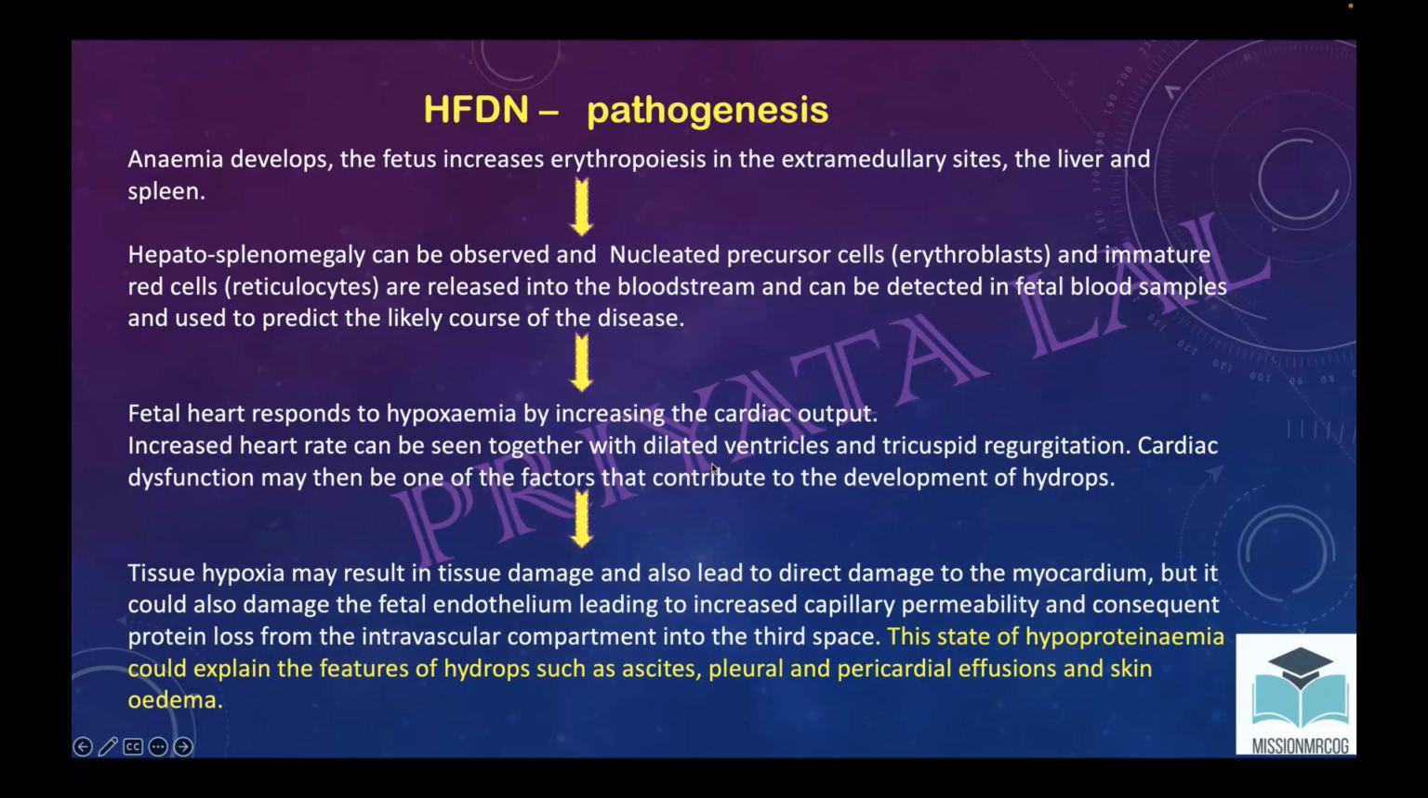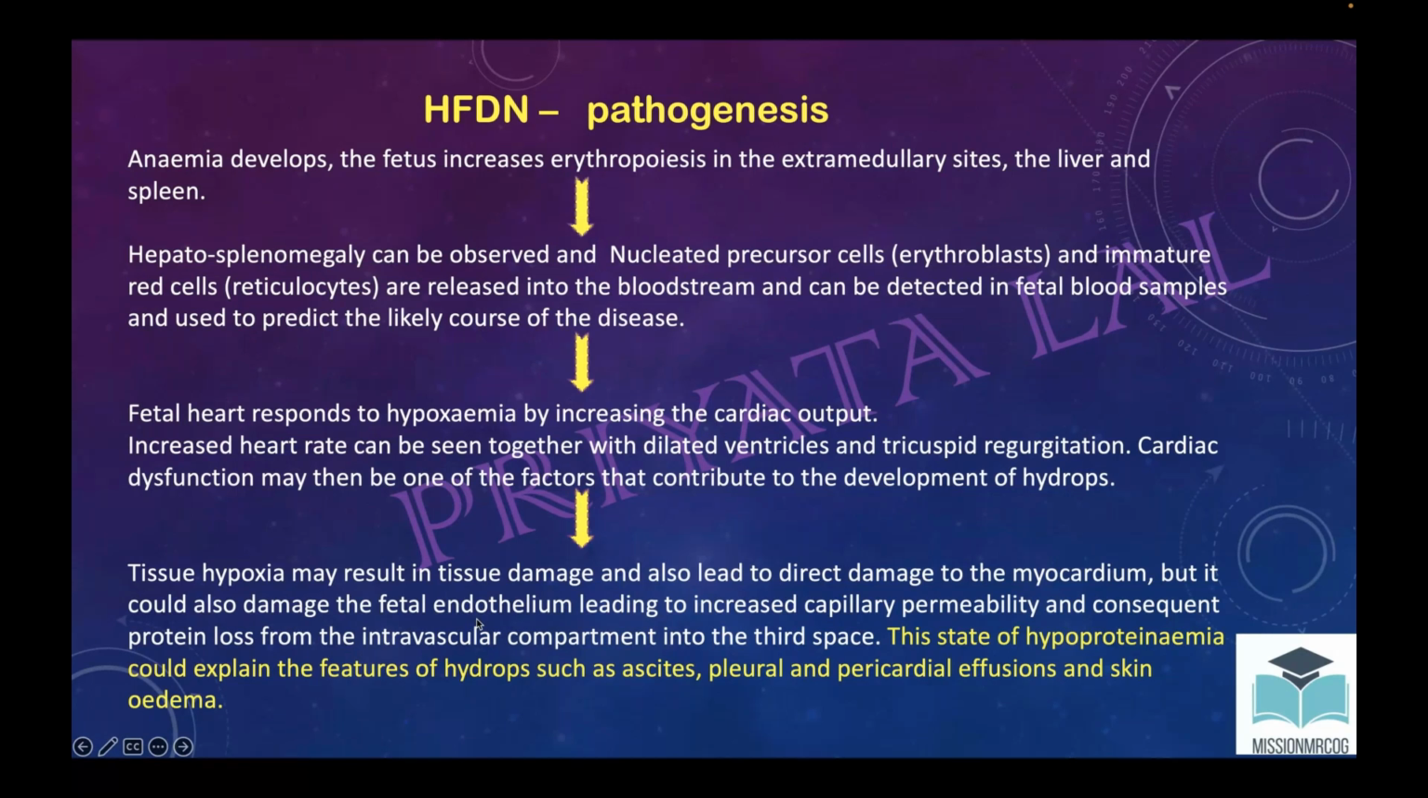Now, after that cardiac dysfunction, there would be development of hydrops, like we already know. So this further worsens tissue hypoxia because of anemia. There will be tissue hypoxia that will cause tissue damage, damage to the myocardium, and also damage to the fetal endothelium that will cause an increase in capillary permeability.